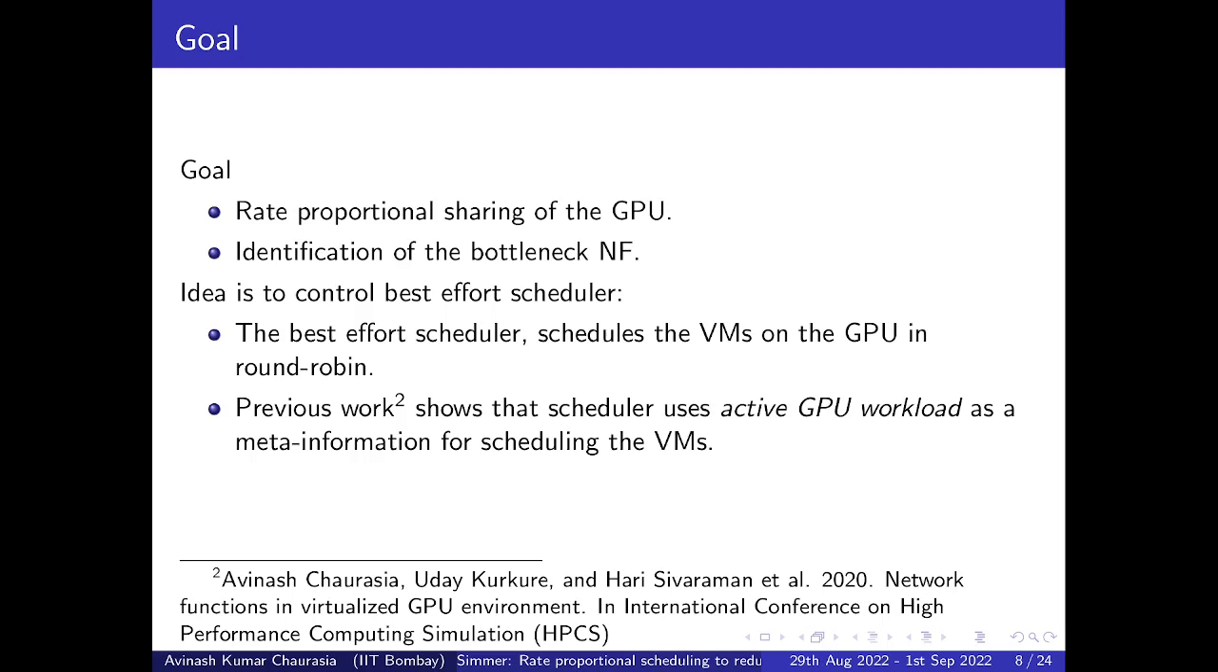In this work, we have used the best effort scheduler as the base scheduler because the best effort scheduler outperforms the other two schedulers. We also know from the previous works that the best effort scheduler uses active GPU workload as a meta information for scheduling the VMs. We leveraged this property to design a rate proportional framework.